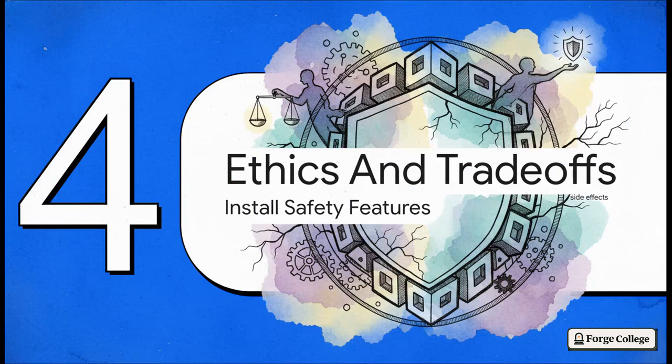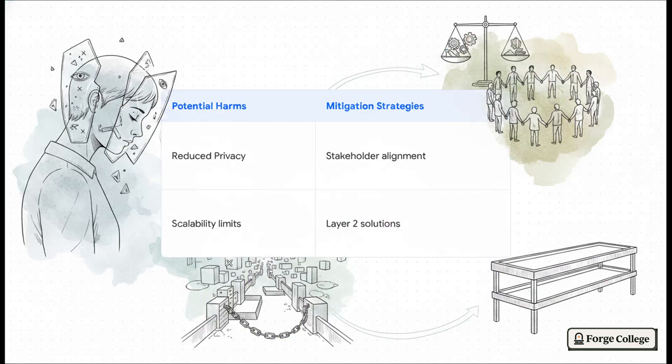Let's hit Section 4, ethics and trade-offs. We are installing the safety features. You have to explicitly map out the side effects of your proposed solution. Using a mapping technique like this helps you connect potential harms directly to your mitigation strategies. And look, acknowledging that decentralization might, say, decrease user privacy, that isn't a weakness in your argument. It's a vital safety check that proves you're a responsible architect who understands how design choices impact real people.